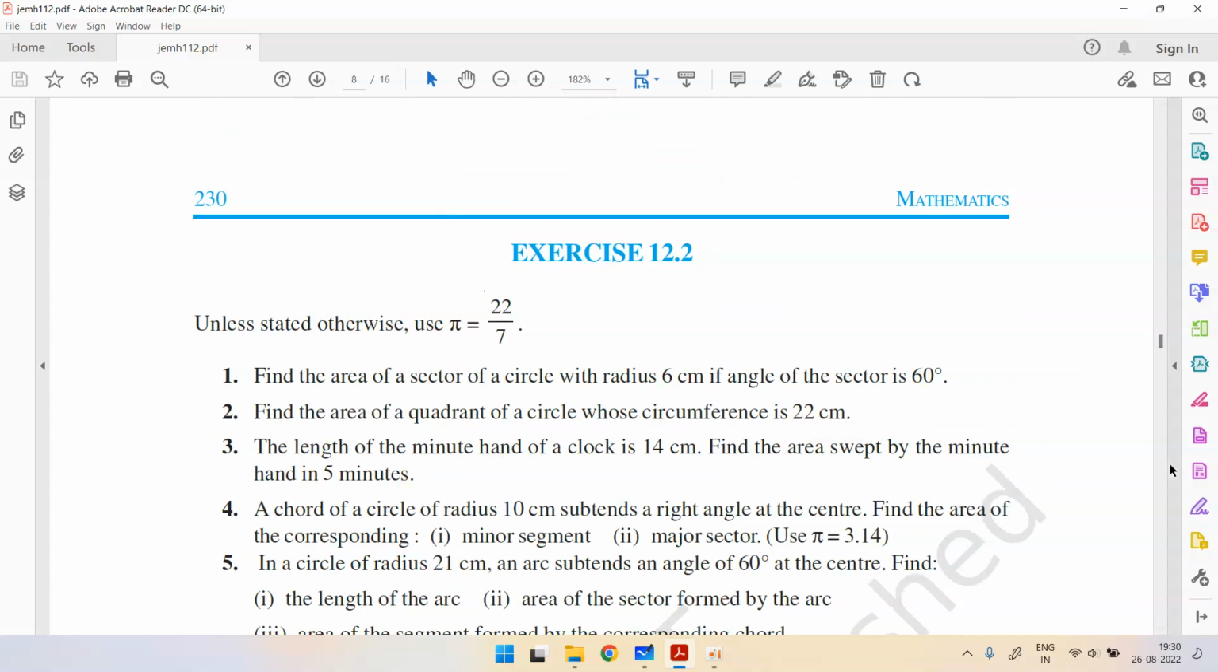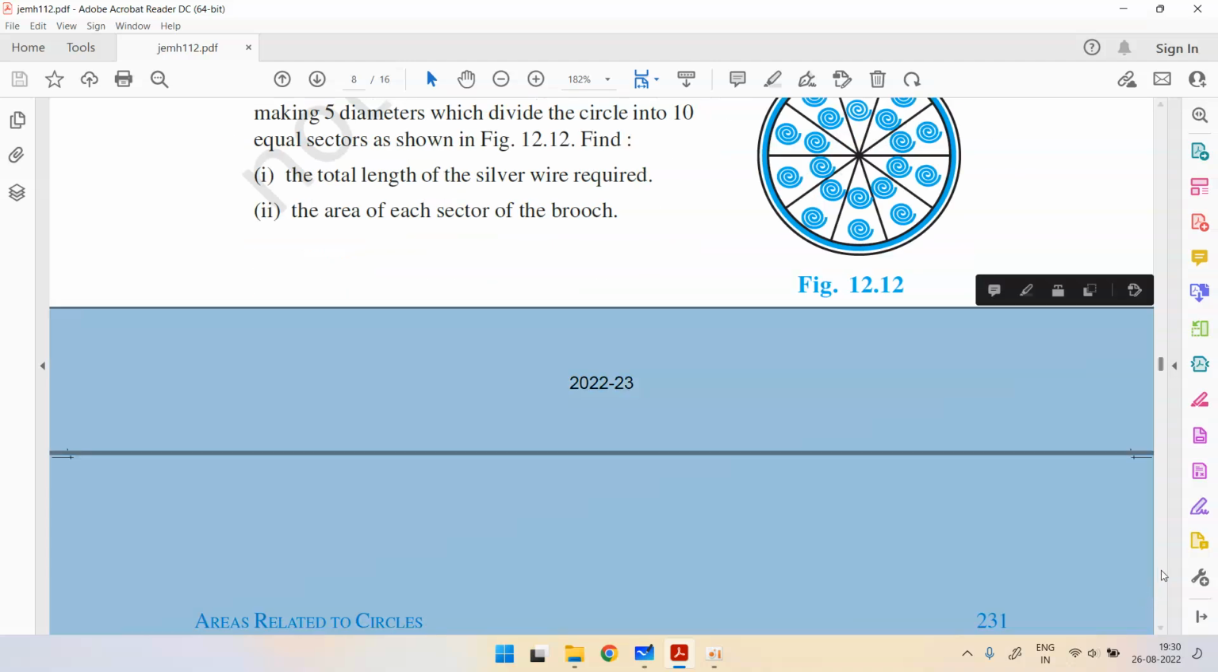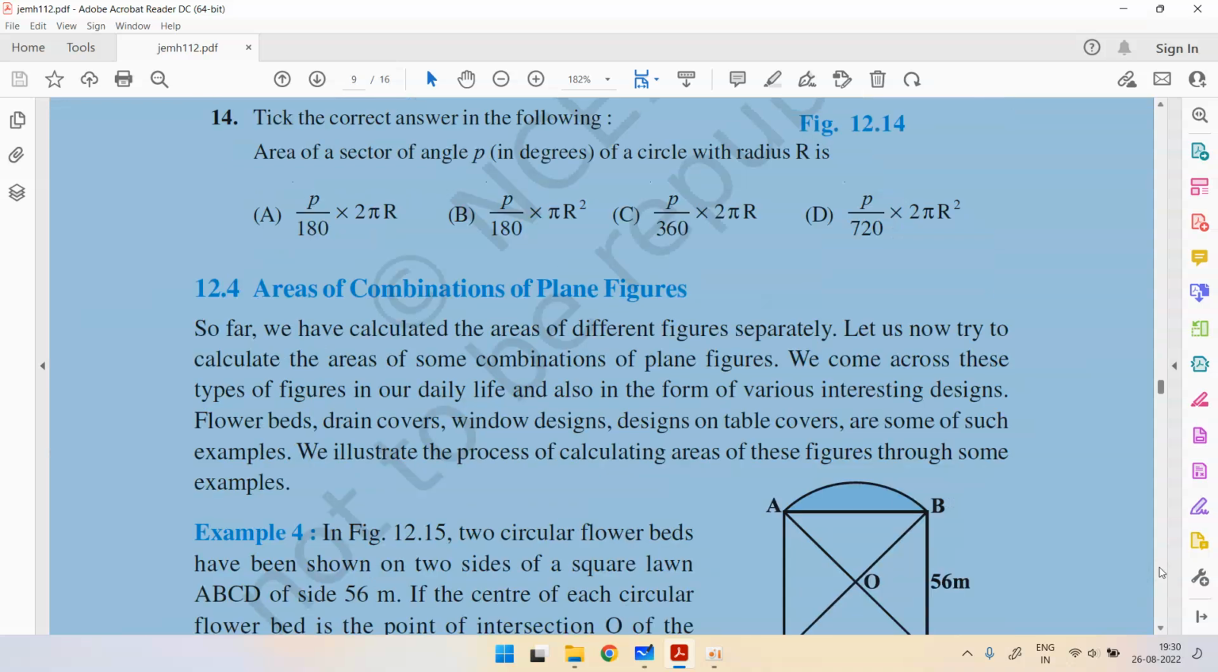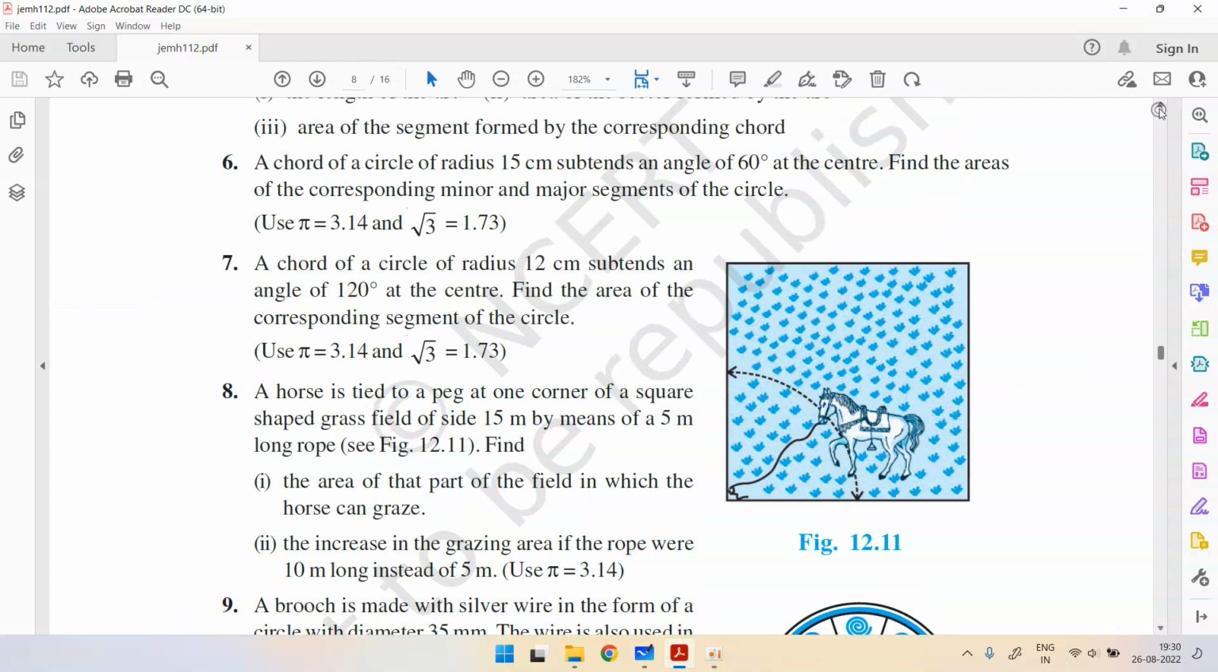Now next, move to the exercise. See how many questions are there in this exercise. Oh, 14 questions. Good.